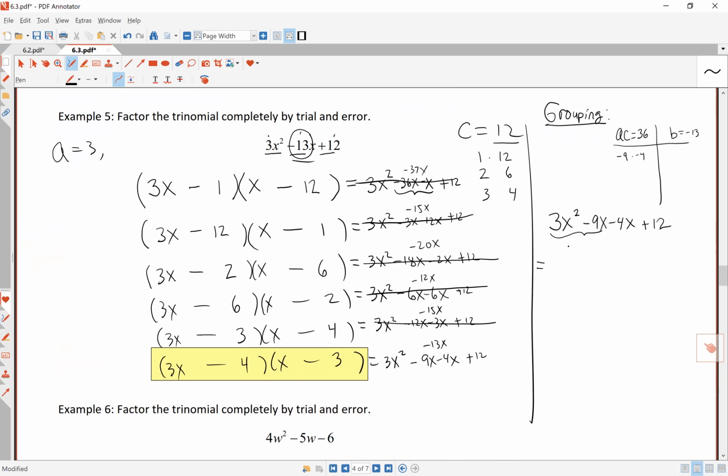From our first pair, we factor out a 3x. Dividing both terms by 3x, that gives us x minus 3. My second pair has a GCF of negative 4. Factoring out a negative 4 from both of those terms, I'm left with x minus 3. Common binomial of x minus 3, I factored off to the right-hand side, and we're left with 3x minus 4.